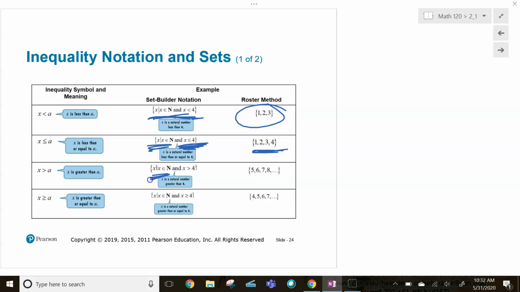If we're a natural number, the counting number, and it's also got the requirement that it's got to be bigger than 4, then we'd have 5, 6, 7, 8. If it's a natural number and it's got to be greater than or equal to 4, now we're going to include the 4 and keep going.